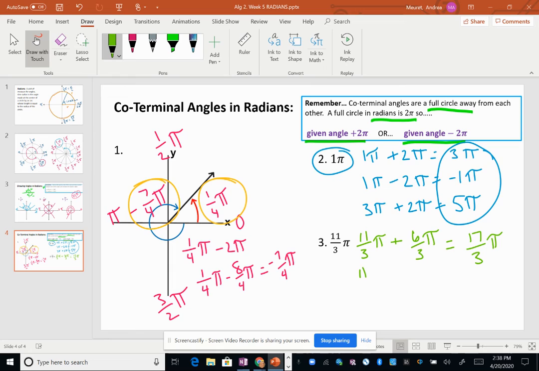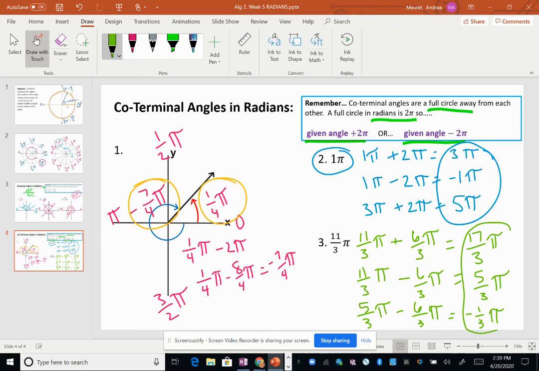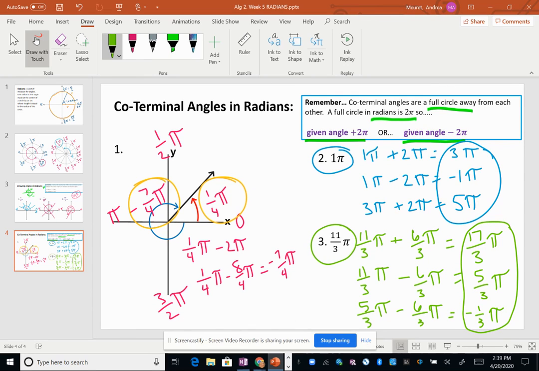I could also take 11/3 pi and subtract 2 pi. And I'm going to write that as 6/3 pi because I know that's equal to 2 pi. And I get 5/3 pi. And I could take either of these and continue to add or subtract 2 pi. I'm going to start with the 5/3 pi and subtract 2 pi from it. And that gives negative 1/3 pi. So again, these angles are all coterminal to each other and to 11/3 pi.